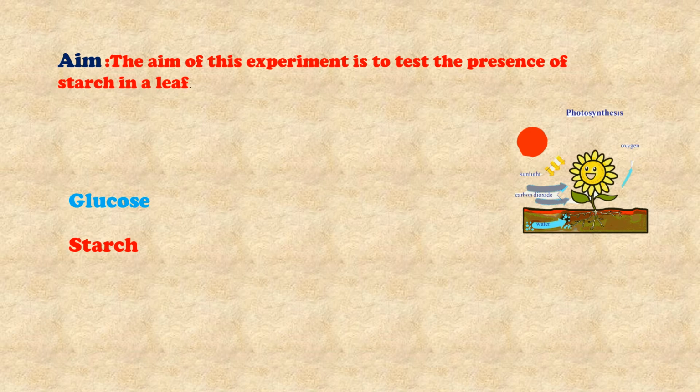So, in this experiment, we are going to learn how to find whether a leaf has performed photosynthesis or not. If there is starch, the leaf performed photosynthesis, and if there is no starch, the leaf did not perform photosynthesis.